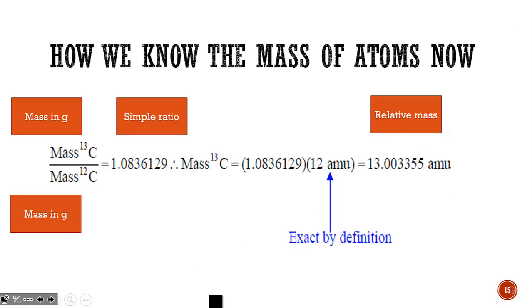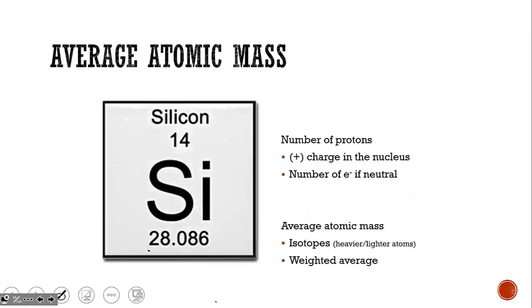So if we have the mass of some atom of carbon-13 in grams, and we divide by the mass of carbon-12, which is the basis for our average atomic mass units, we get some ratio. We define carbon-12 as 12 atomic mass units, so if we multiply that ratio by 12, we get the individual mass of our sample of carbon-13. Now, carbon-13 is different from carbon-12 because their masses are different.